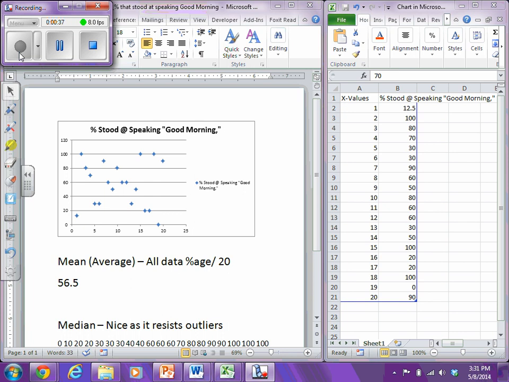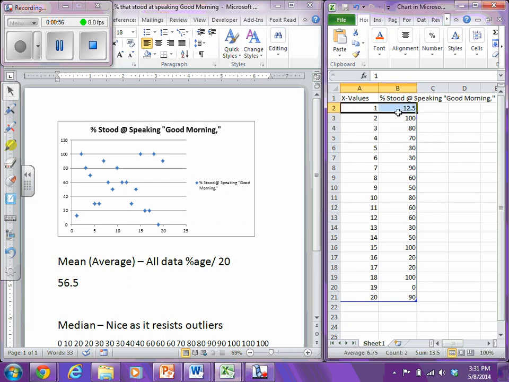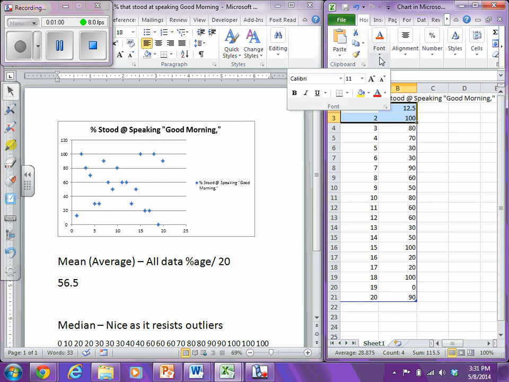Was it because of the bell, or was it because, and what we found out was more people stood when our announcer said good morning Kiel High, right? So what I've done is I've started with my data, and over here I have my two pieces of data that I collected. We remember if we ran this for 2 days, which I have to tell you is not enough, but it gets us started.